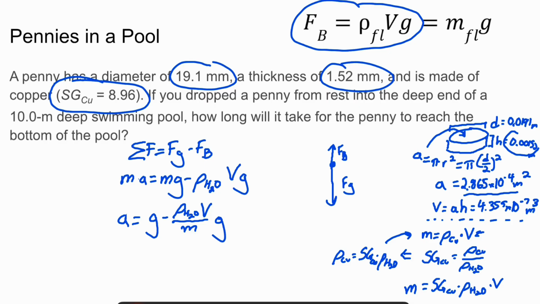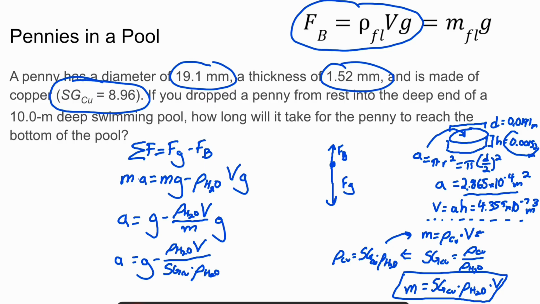Which we can again find with that second term, the density of H2O times volume divided by mass times g. And then the last thing is we want to substitute in that equation for mass. So we get this. Let's substitute in for mass. We get acceleration equals g minus rho H2O times V divided by, let's sub that in for mass, Sg of copper, our specific gravity of copper, times rho H2O, or the density of H2O, times V, the volume occupied by the penny, times g.